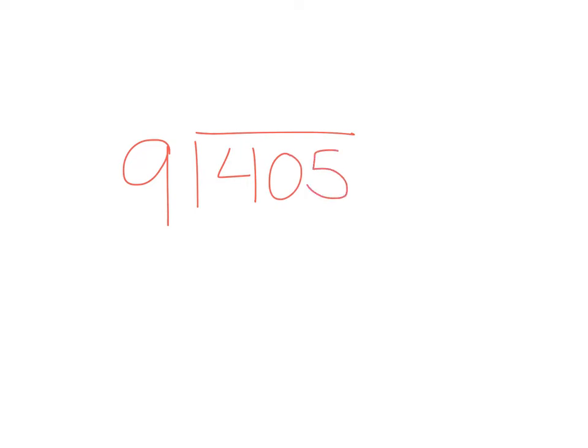We have 405 divided by 9. So looking at this equation, we know that we need to figure out how many groups of 9 we can make with 405. So think of, for example, if we have 405 gumballs and we want to split them between 9 students. That's really what we're working with here.